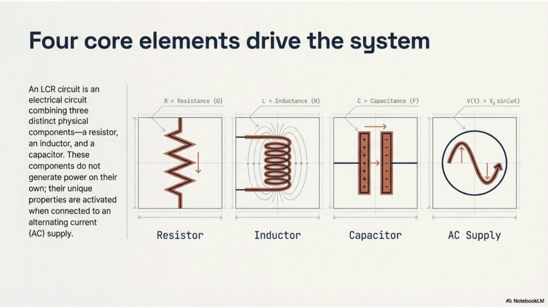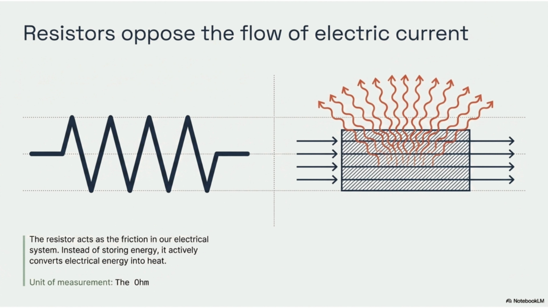Now we will briefly explain the theory behind the LCR circuit experiment. An LCR circuit is an electrical circuit that contains three main components: a resistor, an inductor and a capacitor connected to alternating current supply. First, let us understand these components. A resistor is a component that opposes the flow of electric current. It converts electrical energy into heat and its unit is the ohm.